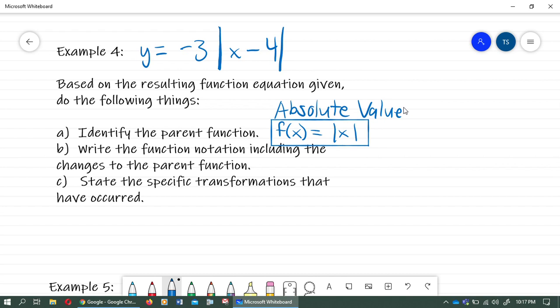All right. So the changes that are happening to that parent function, there's some changes happening inside the function. So inside the function, you don't only have x inside of there, but you also have -4 happening inside of the function. On the outside of the function, you've got a negative, and it's also being multiplied by 3. So you've got it being multiplied by 3, and it's negative on the outside.